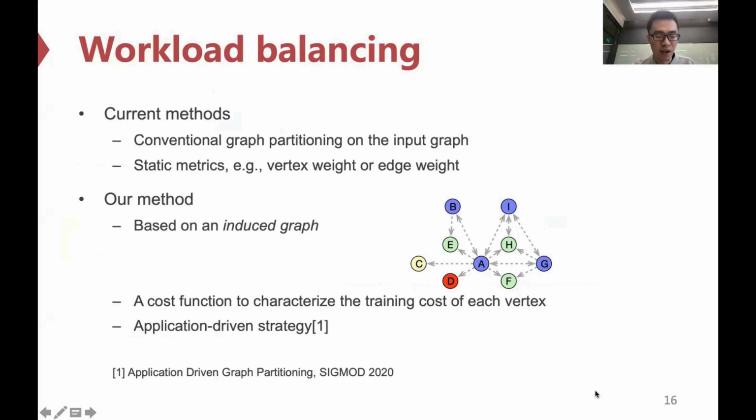This graph is created by collecting roots and leaf vertices in the HDG. In addition, instead of using static metrics like vertex weights or edge weights, inspired by application-driven partition, our method allows the user to provide a UDF to define the computation cost of each vertex.